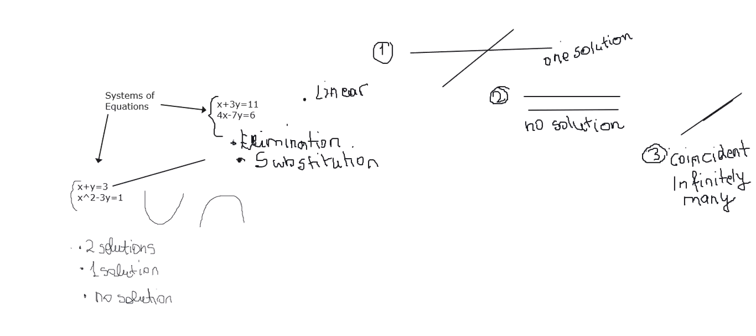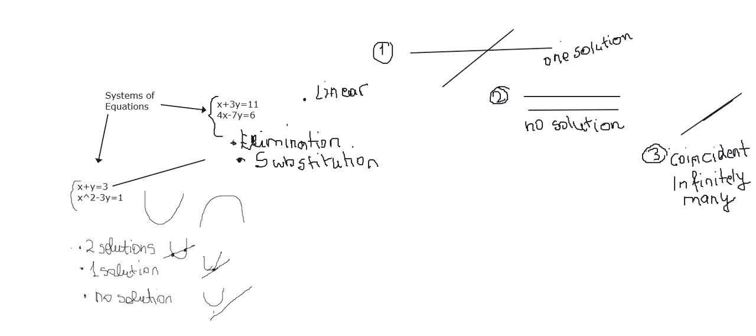For the first case, when we have two solutions, we will have a line intersecting a parabola at two points. So two pairs of points will be the solution for this system. When we have one solution, we have the case when the parabola is tangent to the straight line, so they touch at only one point. And when we have no solution at all, the parabola will be far away from the straight line, and then they will never intersect or touch.